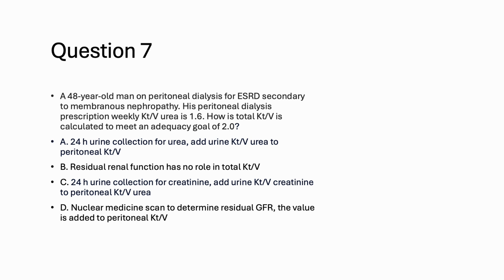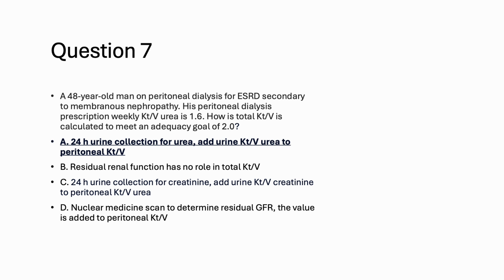C, 24-hour urine collection for creatinine. Now we add the urine Kt/V creatinine to the peritoneal Kt/V urea. Or is it D, we have to do a nuclear medicine scan to determine the residual glomerular filtration rate accurately, and then we add that to peritoneal Kt/V. So you can think about these different options, and the correct answer will be on the next slide. Now, of course, the nephrologists in the audience know the answer, and they do calculate total Kt/V by adding the peritoneal Kt/V to the urine Kt/V urea.